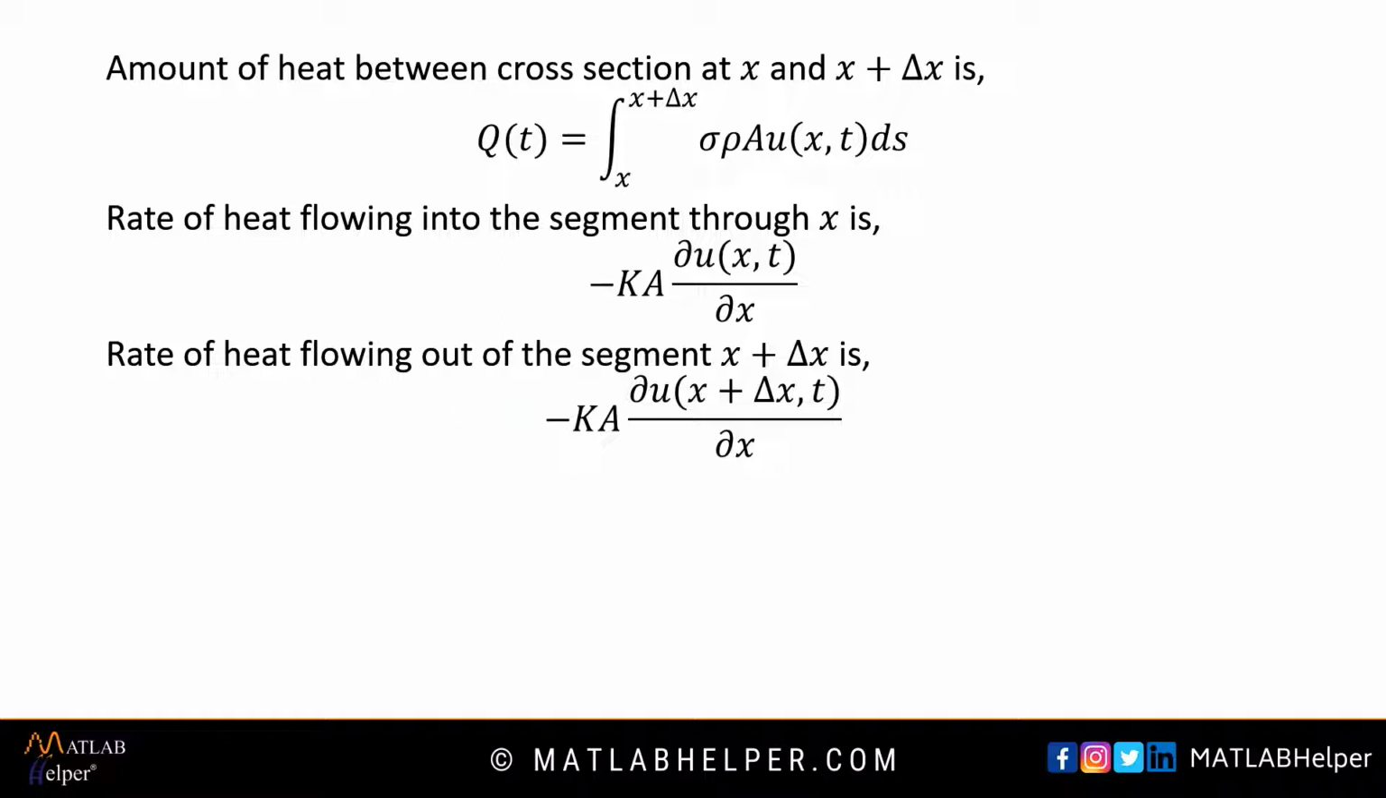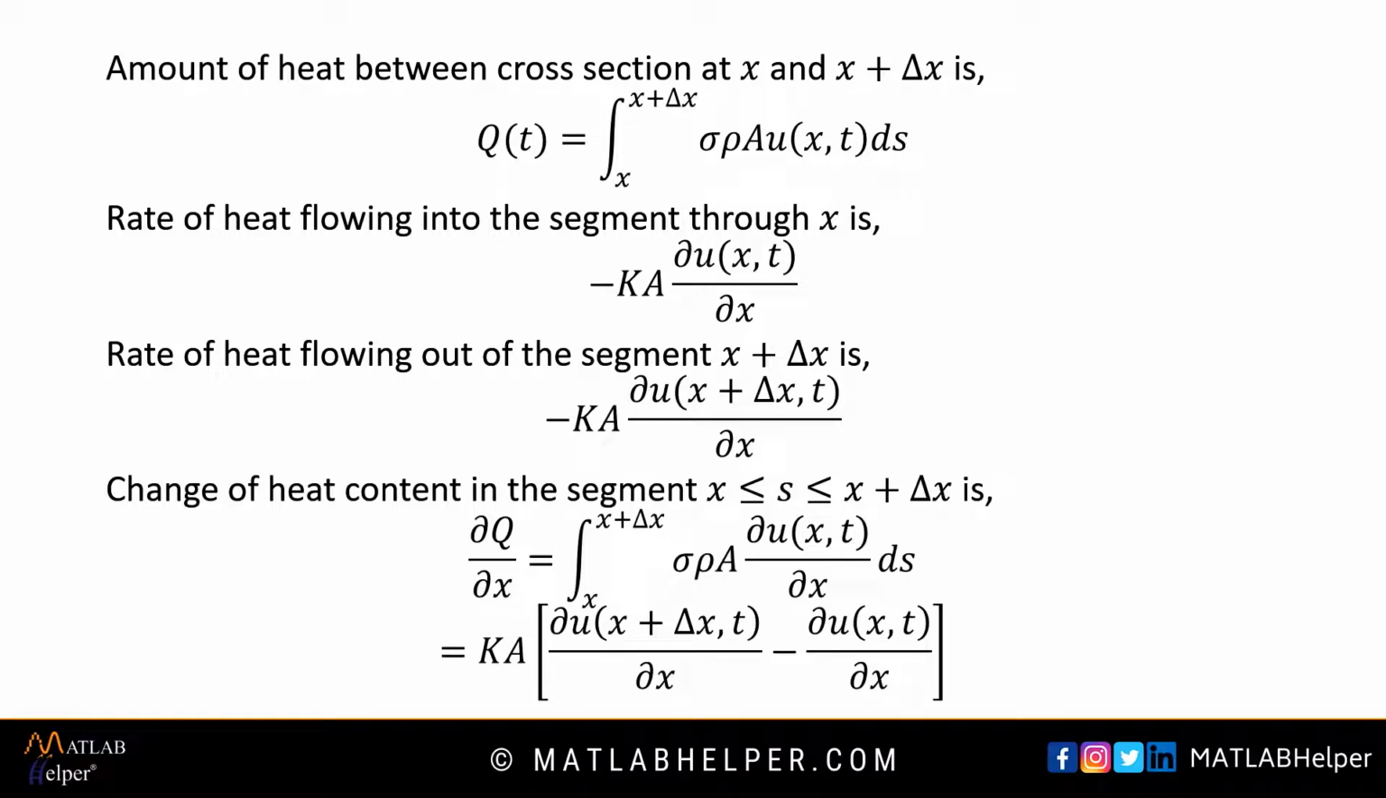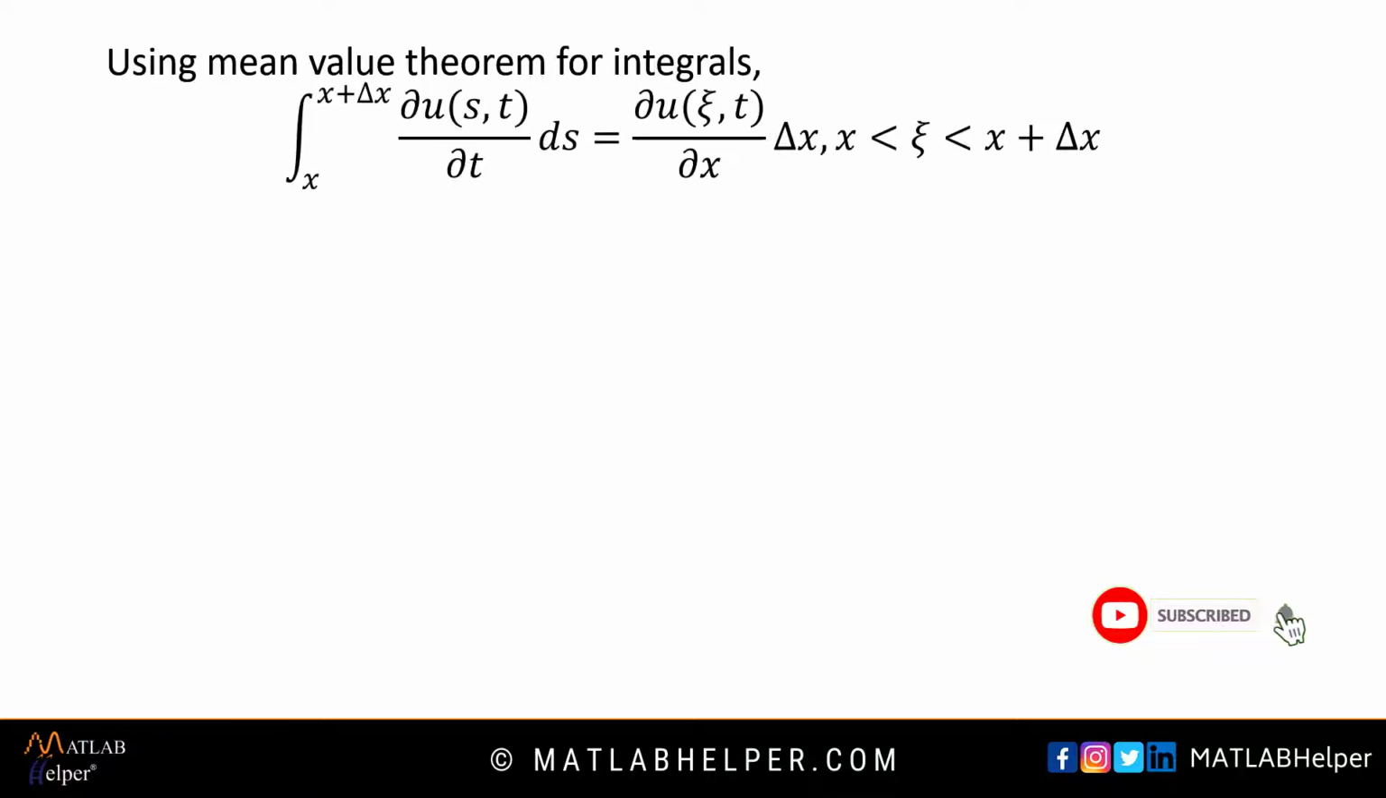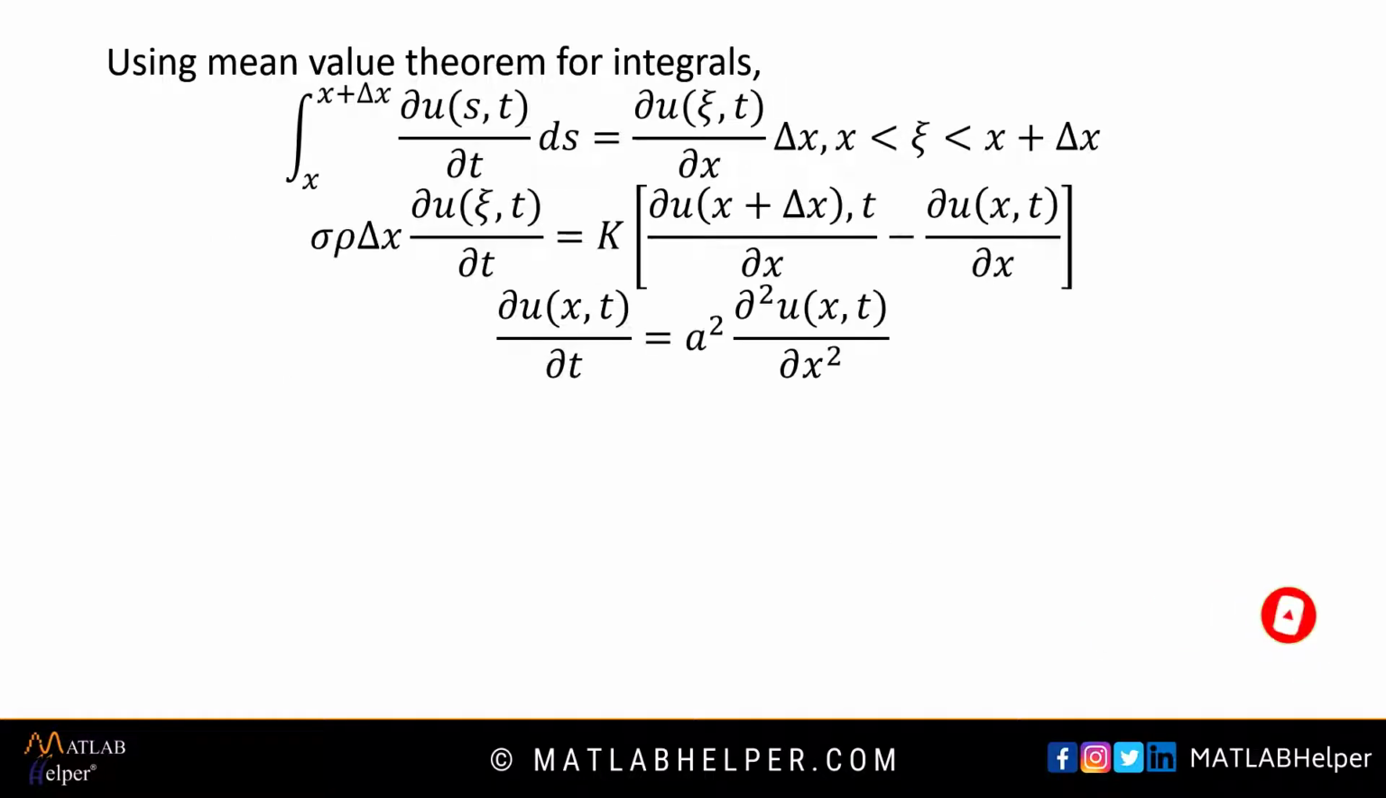The heat change between the cross section is the difference between these two rate equations. To solve the integrals, I am using the mean value theorem. We get the resulting partial u(x, t) by partial t equal to a square partial square u(x, t) by partial x square. Here a square is thermal conductivity divided by specific heat and density. We have obtained the heat equation as a partial differential equation.